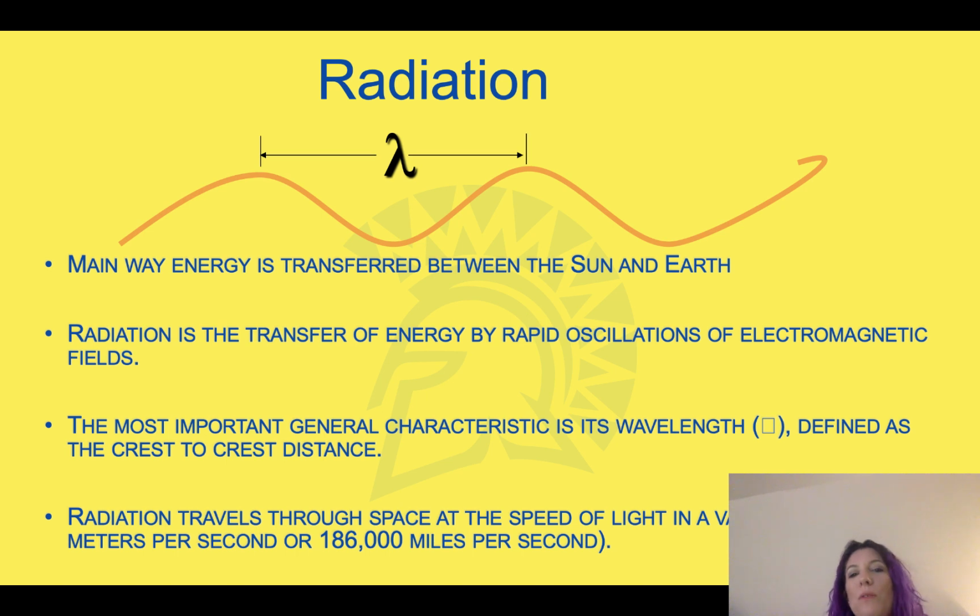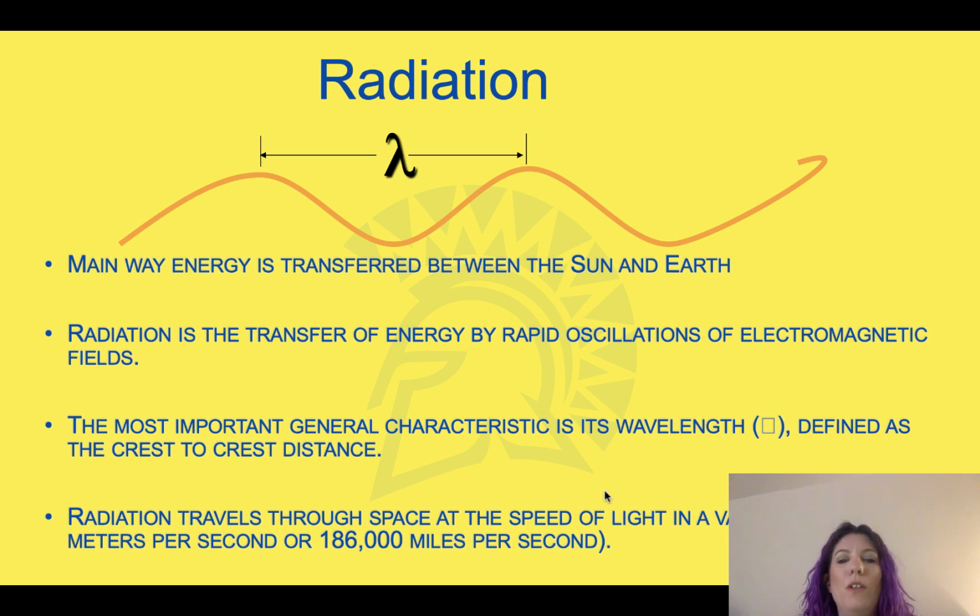Okay, so now here's where we move on to radiation. We went over those other few kinds, and now we have radiation, which is the main way energy is transferred between the sun and Earth. You might call them sun rays, or sunlight, you might call it lots of different things, but really it's radiation coming from the sun that we're receiving. It's the transfer of energy by rapid oscillations of electromagnetic fields. That's a hefty thing to say, but basically it means transferring that energy, the motion of those molecules, from one area to the next, or one substance to the next.